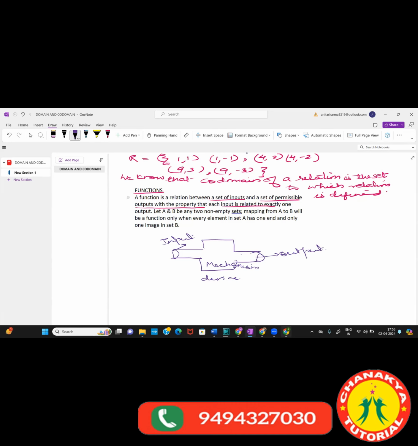See, in the definition also it is written, a function is a relation between the set of inputs and a set of permissible outputs with the property that each input is related to exactly one output. So let A and B be two non-empty sets, a mapping from A to B will be a function only when every element in set A has one and only one image. So what do you mean by this? See.